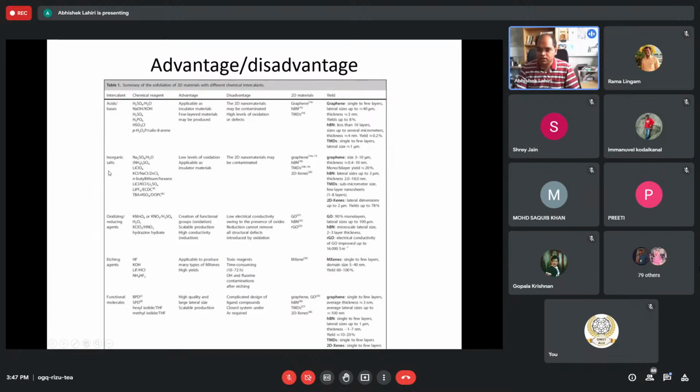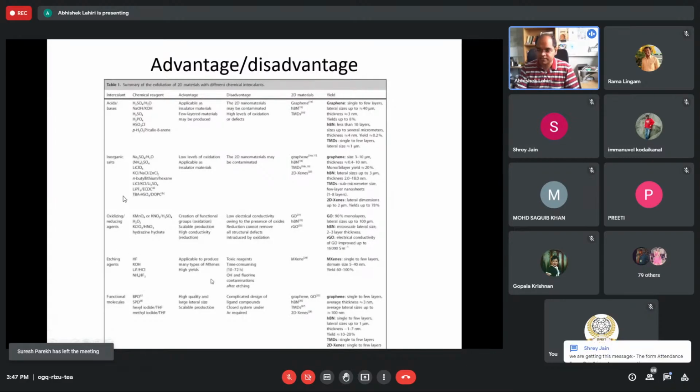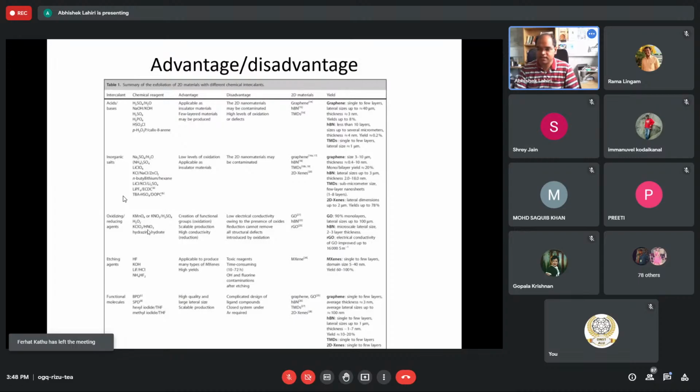When you use inorganic salts, again, it can lead to contamination. When you oxidize or reduce graphene oxide to graphene, which you call reduced graphene oxide, it has lower electrical conductivity. If you use etching agents, especially applicable for MXenes, the material becomes relatively toxic. And obviously when you use functional materials, you're complicating things, or it possibly depends on the application.